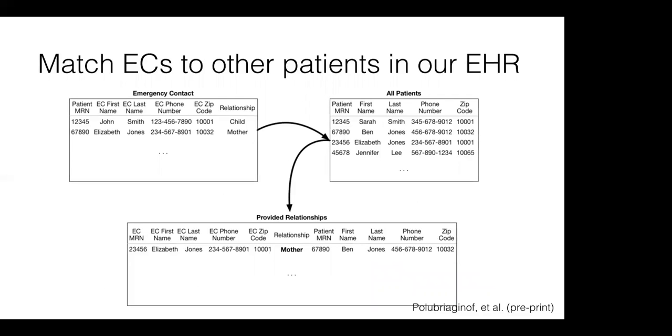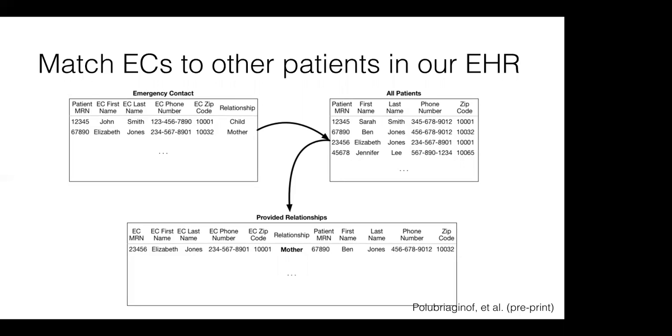So how does this method work? We use the emergency contact information. As I mentioned before, it contains first name, last name, phone number, zip code, as well as the relationship between the patient and the emergency contact. And we try to match this information to the list of patients that we have at the hospital.